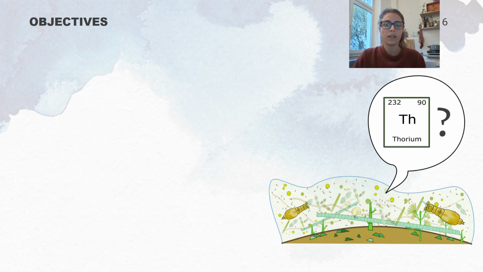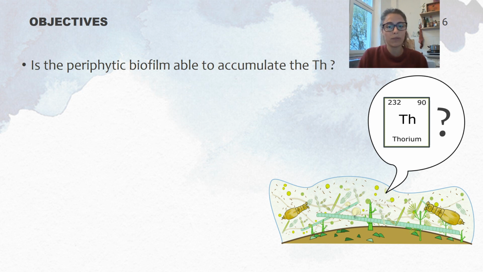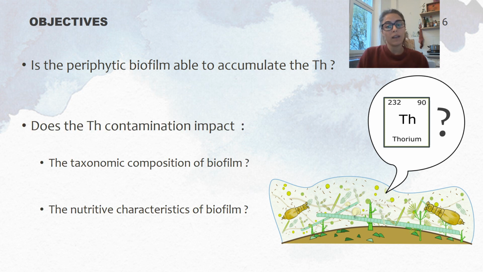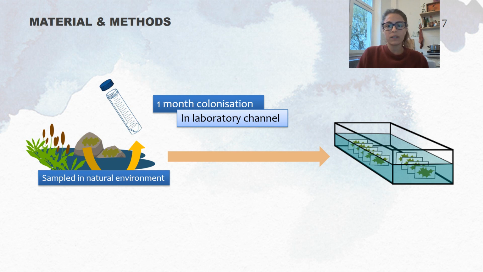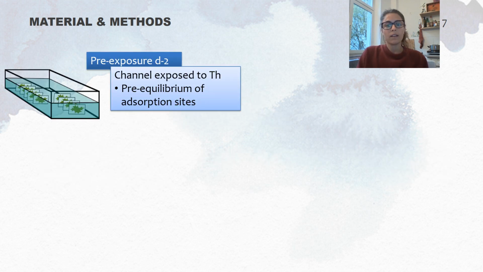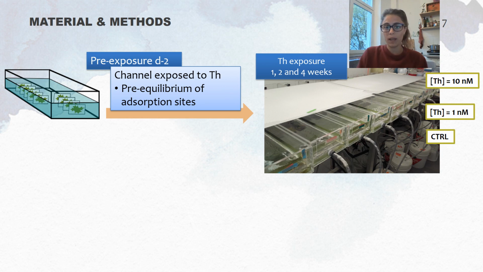So the objectives were to determine if the periphytic biofilm can accumulate thorium and if the thorium contamination can impact its taxonomic composition and its nutritive characteristics. To do so, we sampled natural biofilm and put it to colonize for 1 month in a laboratory channel. Then, 2 days prior to the beginning of the exposure, we pre-equilibrated the adsorption sites of our channel to avoid thorium depletion in the exposure media, and we placed our biofilm in 3 different conditions: the control condition, 1 nanomolar and 10 nanomolar thorium conditions, during 1, 2, and 4 weeks.